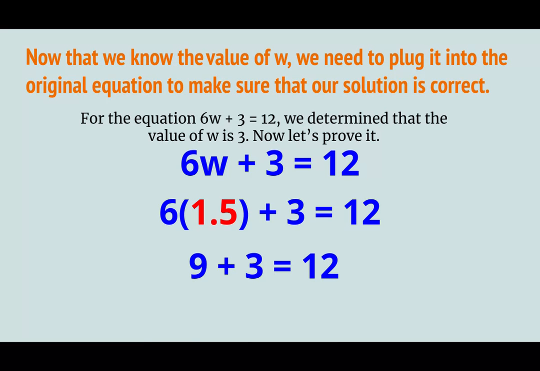And what does that give me? Well, 6 times 1.5 equals 9. And then if I add 3 to that, that gives me 12. So that is all we're doing. 9 plus 3 equals 12. 12 equals 12. So that is how I know that my solution is correct.